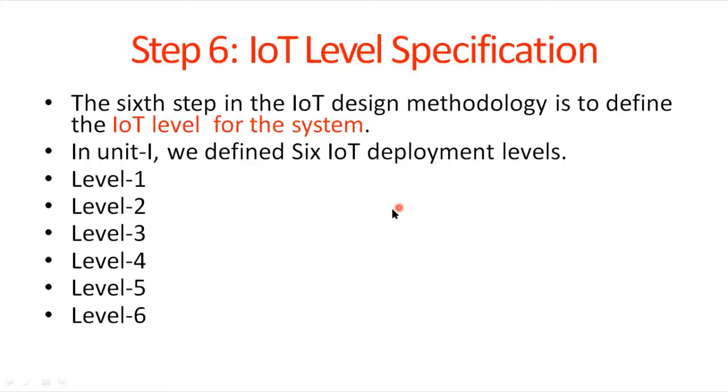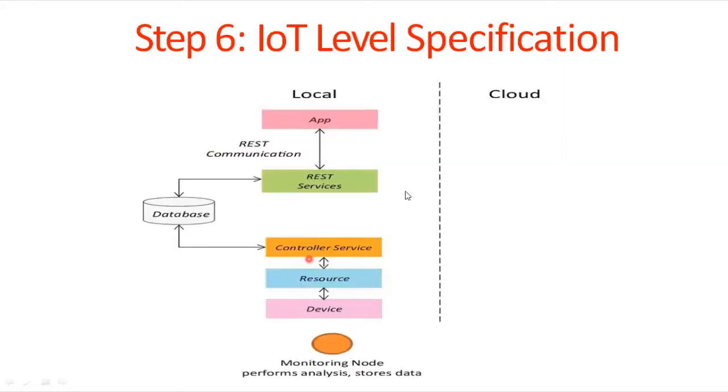Coming to the IoT level specification, you have 6 levels in unit 1. That means if you want to see it, in video 8 I specified the different levels for IoT systems. The IoT level specification has 6 levels. Here, in the case of the home automation system, I used the first level. That means everything exists locally.